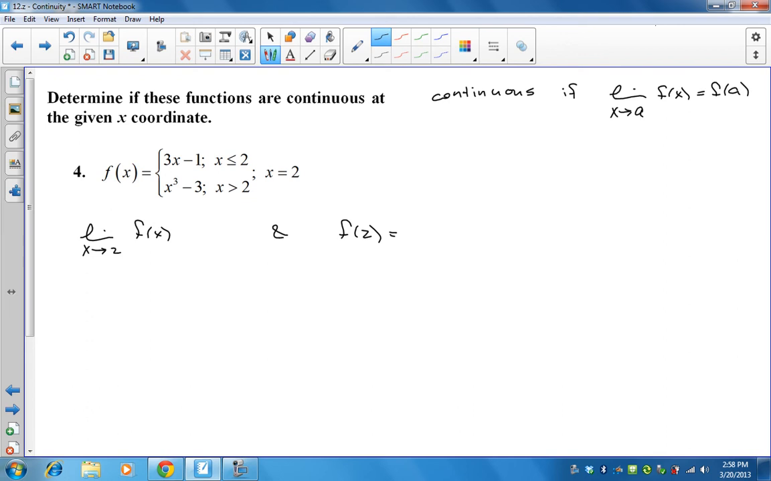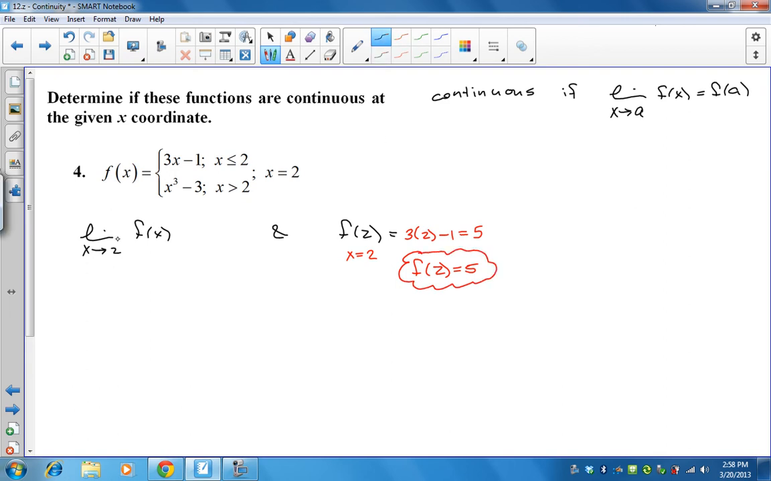So f of 2 is always the easier one. Limits take a little bit more work. F of 2, this means we want to look at when x is exactly equal to 2, and that happens on this top equation. This is x less than or equal to 2. So I would say f of 2 is 3 times 2 minus 1, which is 5. So I know that f of 2 is equal to 5, and we'll kind of put that on hold for a minute.